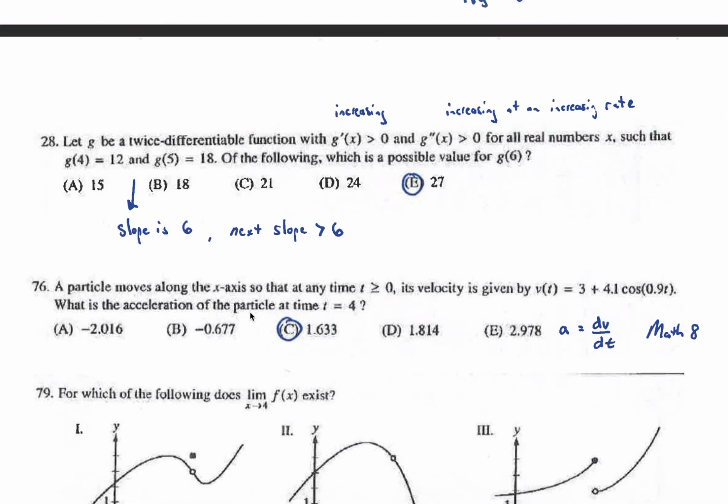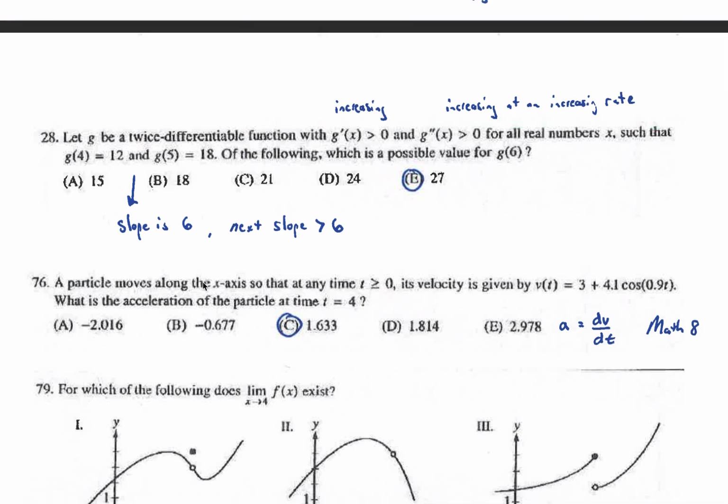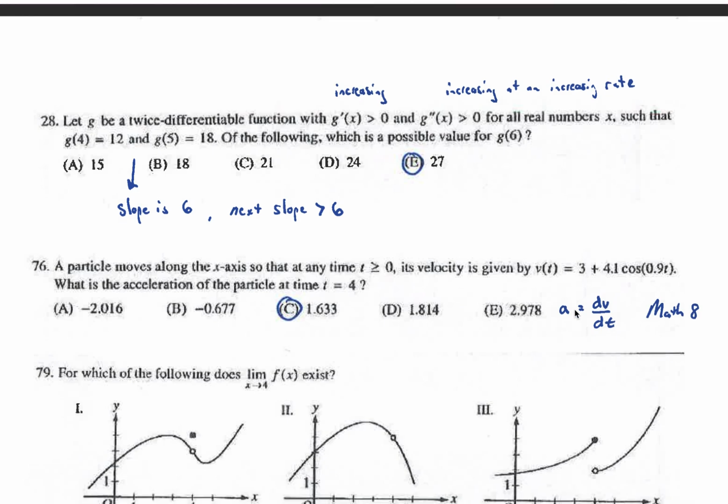All right, this is kind of like parametric, right? An object is moving back and forth on an axis, and I know the velocity, and I also know that the acceleration is just the derivative. So I'm just going to take the derivative of that thing at 4, and I'm going to use my calculator to accomplish that.